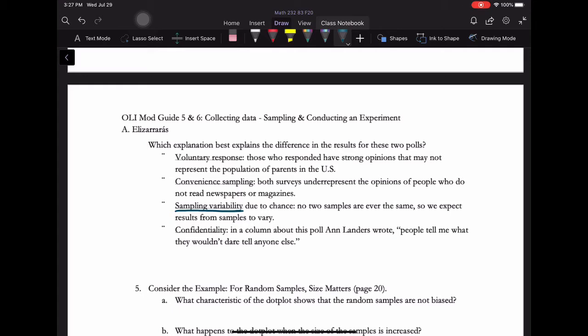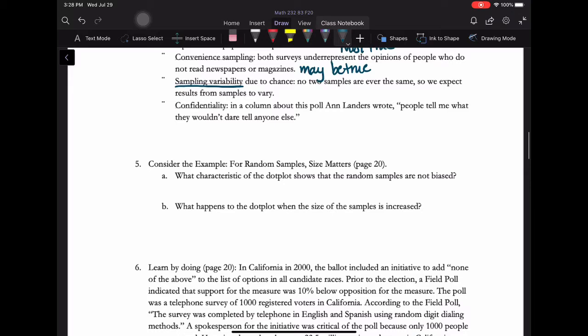Well, which one, I need you guys to focus on this, which one best explains. So while this may be true, the first one is more true. Due to chance, no 2 samples are ever the same. That is true, but that's not really what the best difference is. And confidentiality, it's not the best thing, and that's not necessarily going to influence your responses.